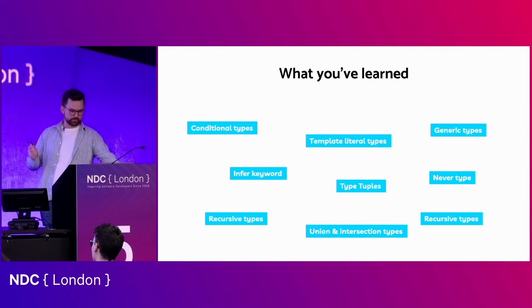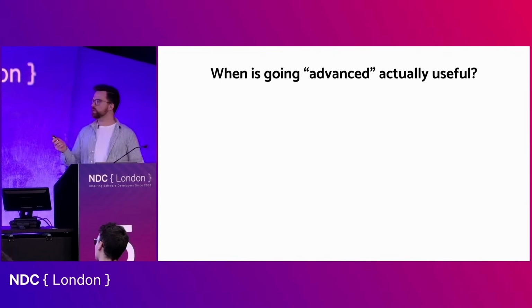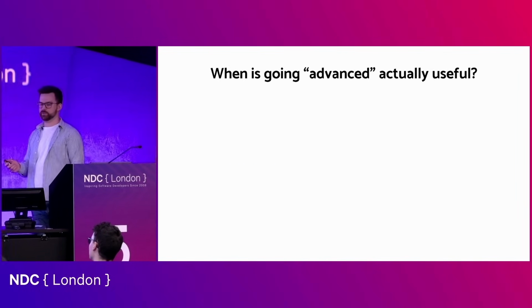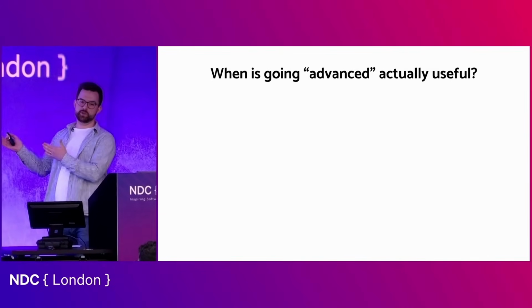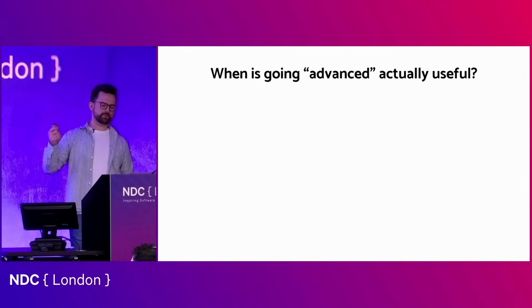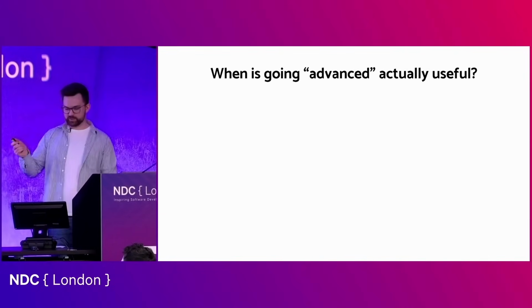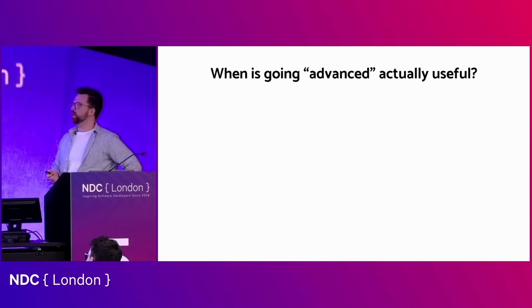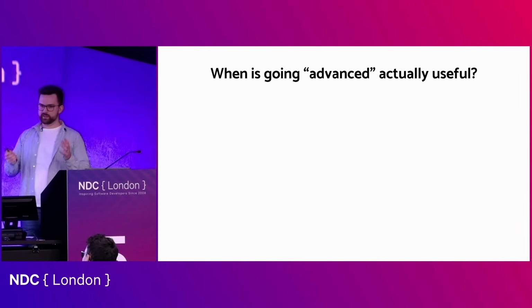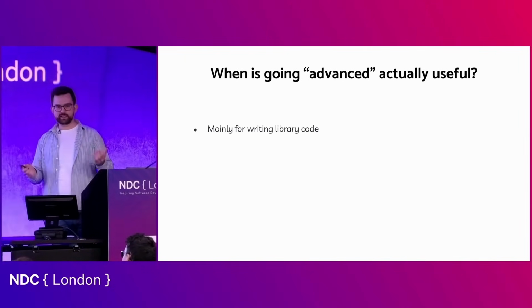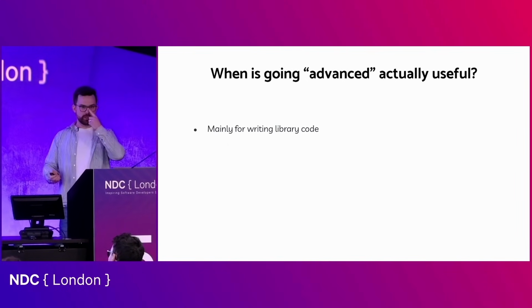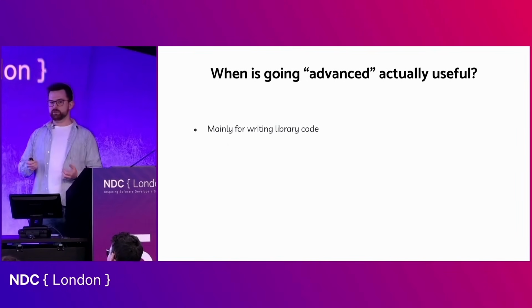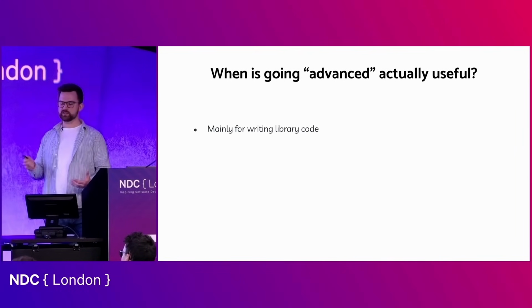And so when is going this advanced actually useful? Because I was showing these examples, but the examples were quite useless, actually. But the techniques are quite useful. And when do you need to go this advanced? Well, mainly for writing library code. If you need other developers to use your types, then it might require some quite advanced techniques to make sure they're locked in.